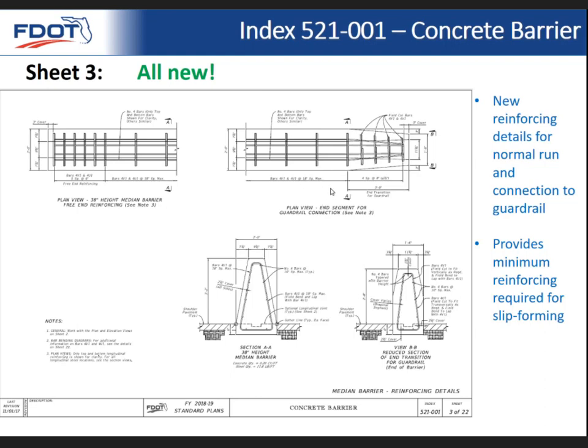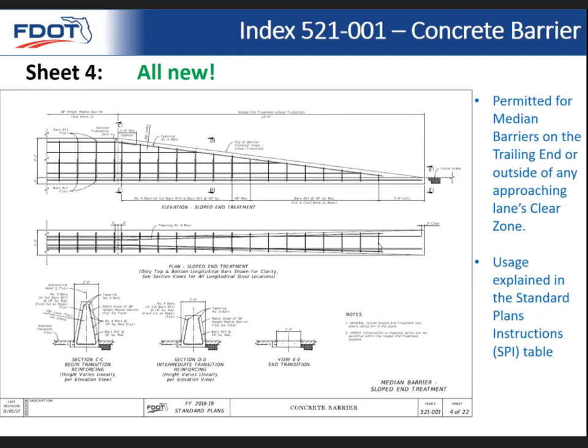And we also show the details on this sheet for narrowing down the section for connection to guardrail. And you can see we have our 3-inch cutback to avoid that wheel snagging, and then the height also reduces to get down to guardrail height so that vehicles won't get snagged over the top.